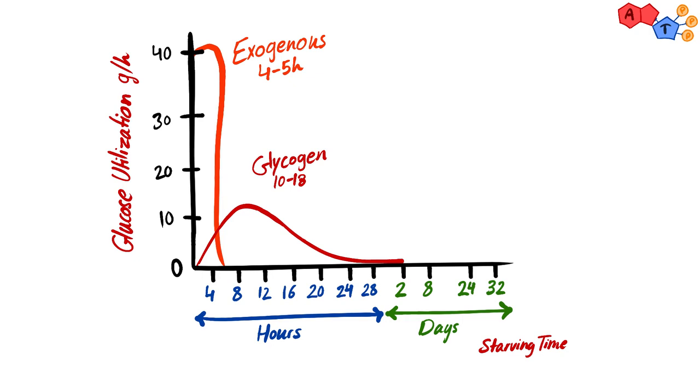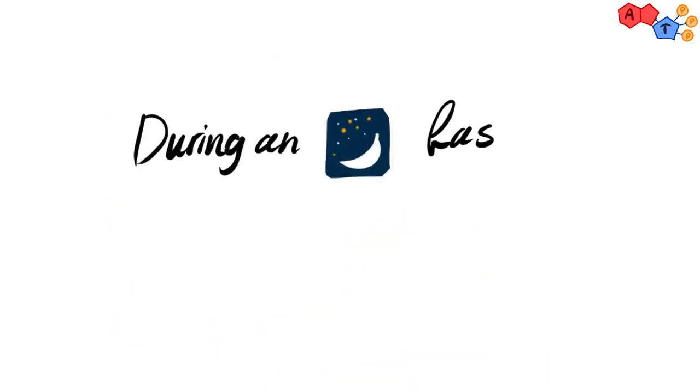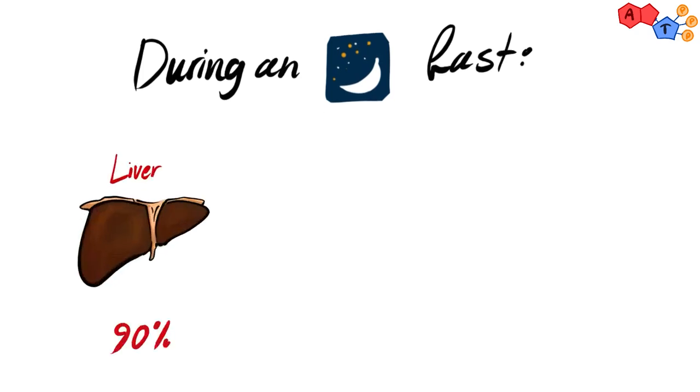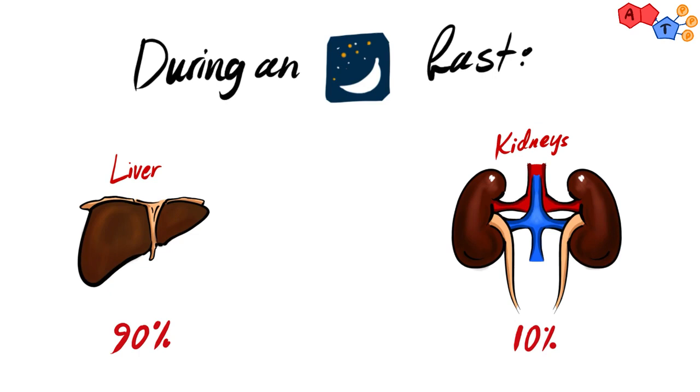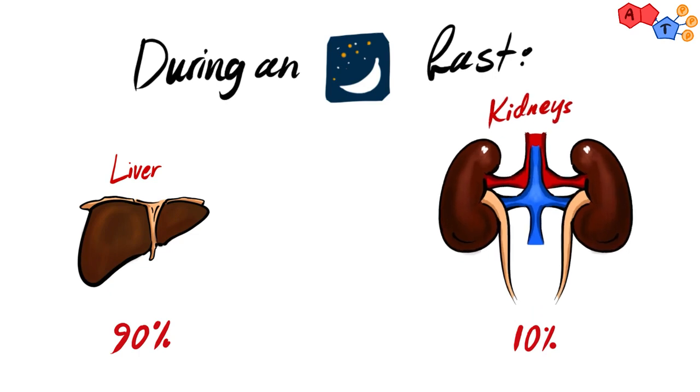Glycogen breakdown drops dramatically after the first 12 hours, during which gluconeogenesis increases. After, say, 24 to 48 hours, gluconeogenesis represents the only source of glucose. During an overnight fast, 90% of glucose production occurs in the liver, while the remaining 10% occurs in the kidneys. However, during a prolonged fast, the kidneys become the major glucose-producing organs.